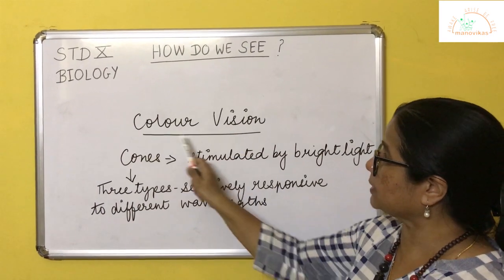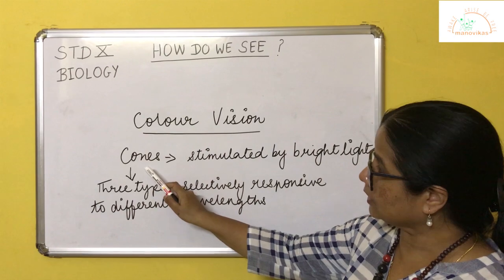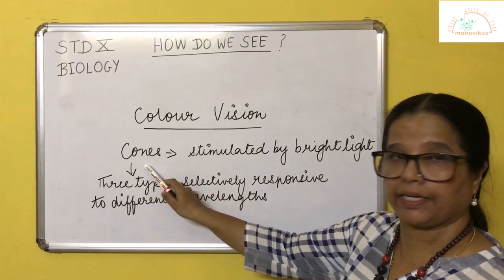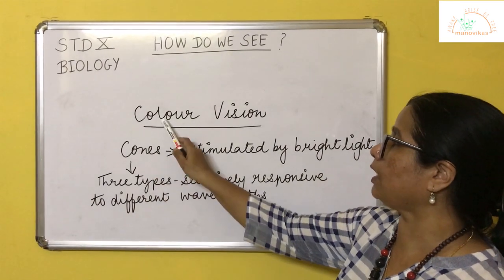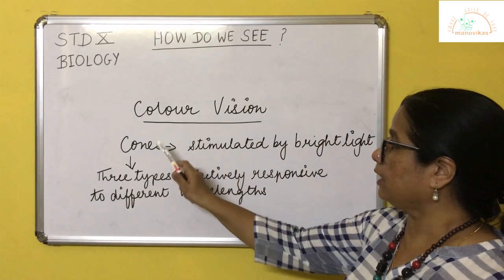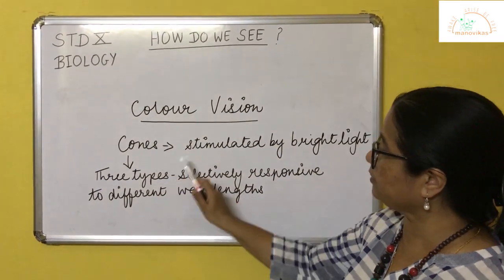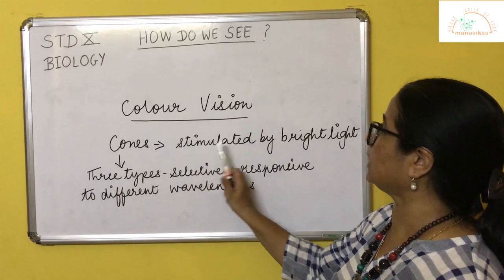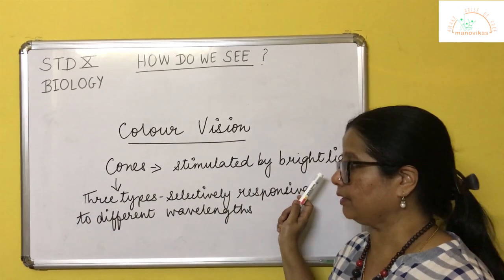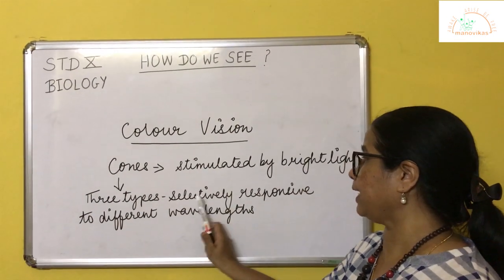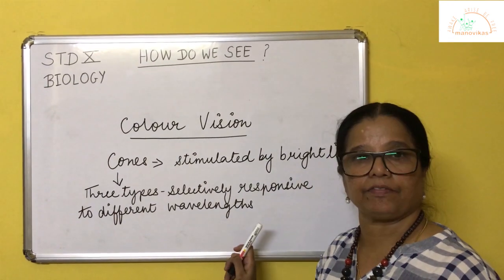How do we see objects in their colors? That means how do we perceive color? The cells, these cones, are present in the retina. Cones are responsible for our color vision. Now how does this happen? Look at the features of the cones. Cones are stimulated by bright light. They are of three types, selectively responsive to different wavelengths.